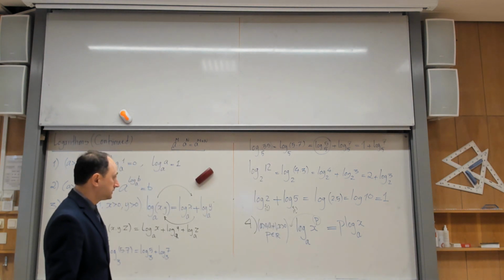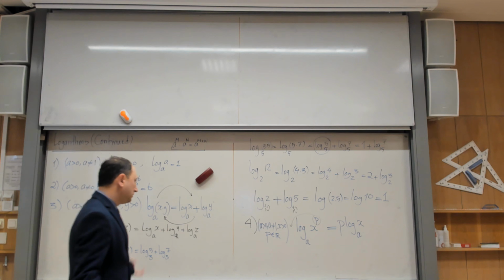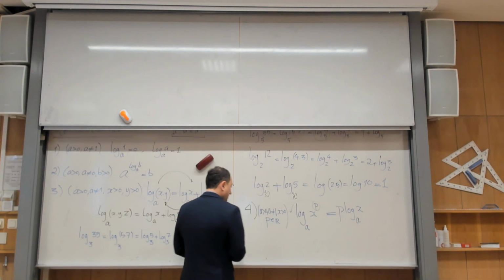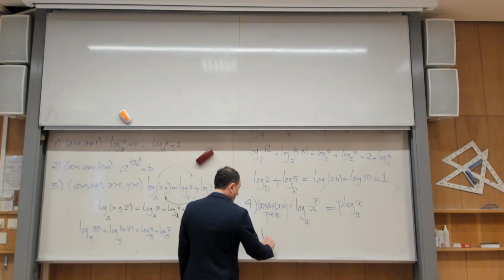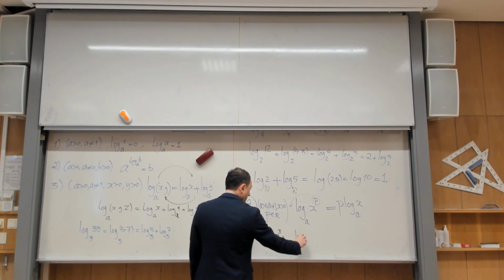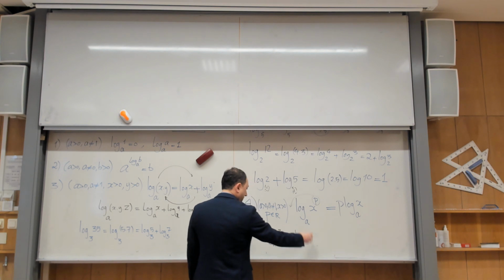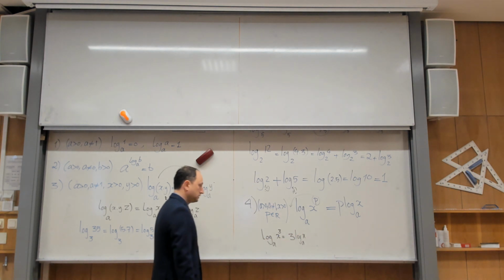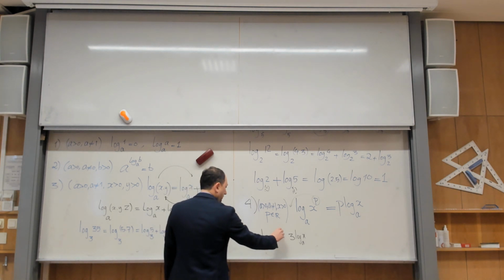So, for example, if I ask you what you can write for something like x to the power of 3 in base a, you can write: I calculate log of x in base a, I get a number, whatever that number is, I multiply it by 3. So this means that this power actually goes to the front here.